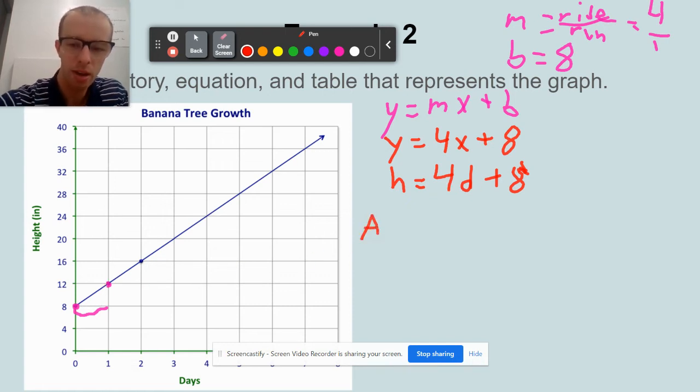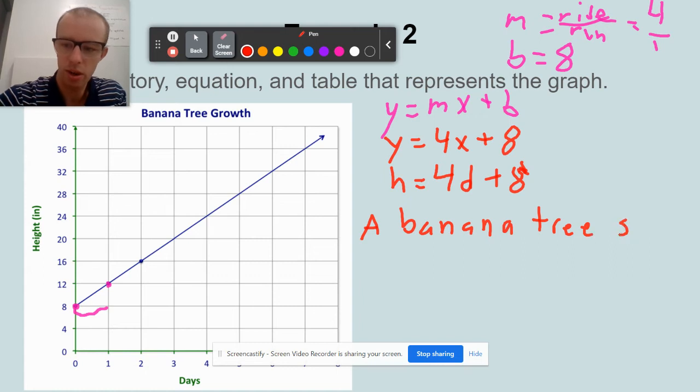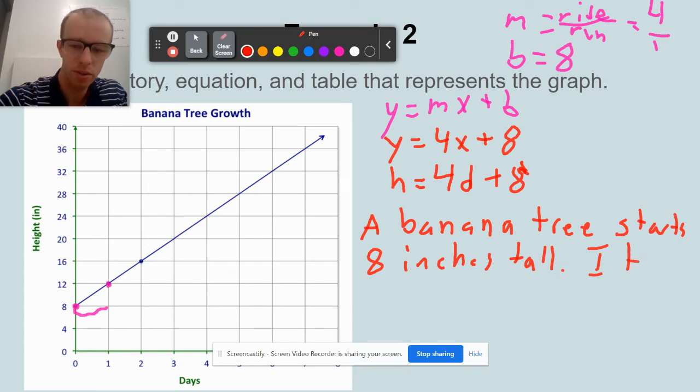So a banana tree starts 8 inches tall. It grows 4 inches per day.